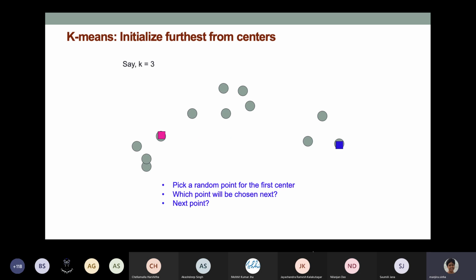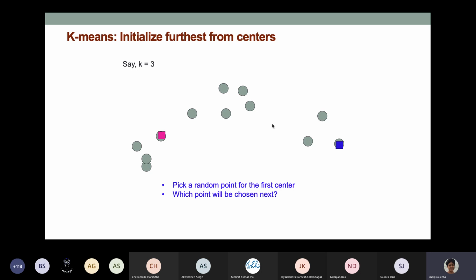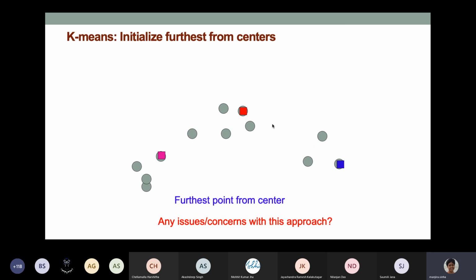But anyway, just remember the criteria is that it is farthest from any previous centers. So ideally we try to satisfy all, but as you are saying, if my k is equal to 5, then it may not always be possible to satisfy it for all the previous four, but we take the maximum farthest point.